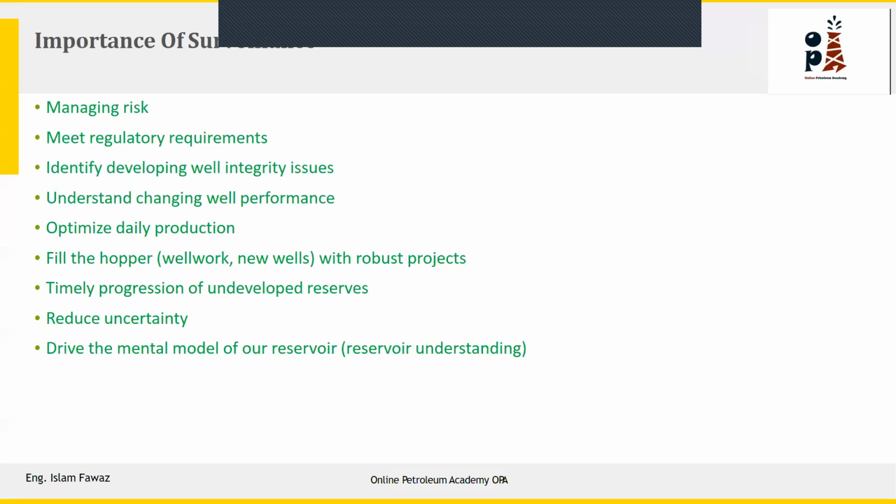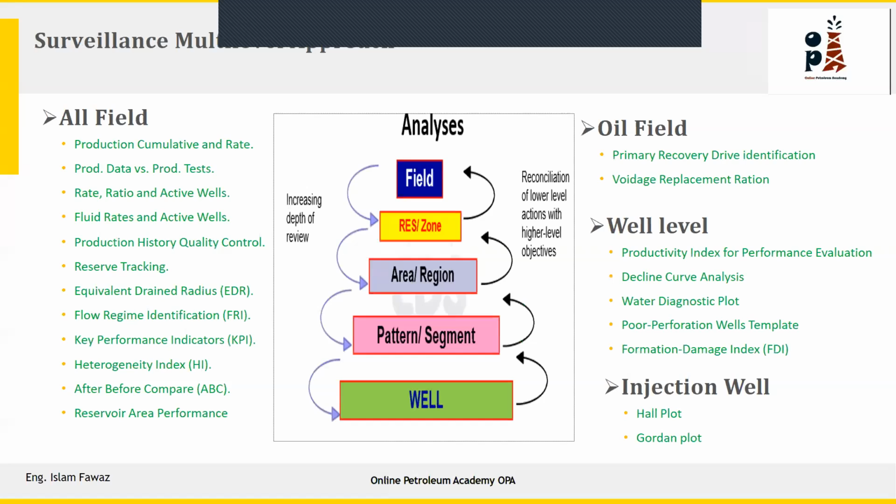So surveillance is very, very important. Why? Because you are managing the risk via surveillance, meeting regulatory requirements, identifying and developing well integrity issues. If we have an integrity issue in our well, we identify and develop it. Optimize daily production, reduce uncertainty, drive the mental model of the reservoir for better reservoir understanding, and fill our hopper with well work and new wells with robust projects, because we have robust well work and robust projects for your fields.